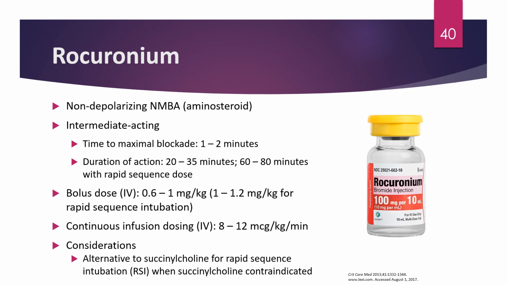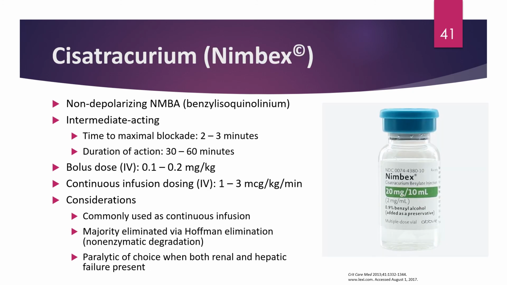Succinylcholine is preferred. But if you have a contraindication or a severe caution to succinylcholine, which would preclude its use, rocuronium or one of the other paralytics like vecuronium might be preferred next as a bolus. Cis-atracurium can also be given as a bolus. It is also non-depolarizing and it is also intermediate acting.